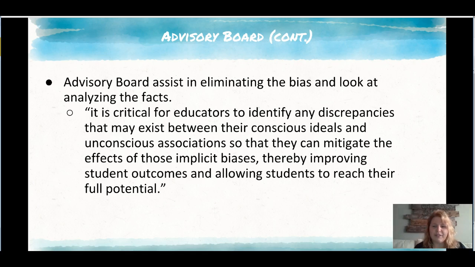It is critical for educators to identify any discrepancies that may exist between their conscious ideals and unconscious associations so that they can mitigate the effects of those implicit biases, thereby improving student outcomes and allowing students to reach their full potential. This just levels the playing field in making sure our students are fairly assessed and making sure that no biased opinions, conscious or unconscious associations, were ever implied in this situation, because I want every student to reach their full potential. We're always going to have bumps in the road and we're going to fail at something, but how we react to that failure is what's going to make us reach that potential.